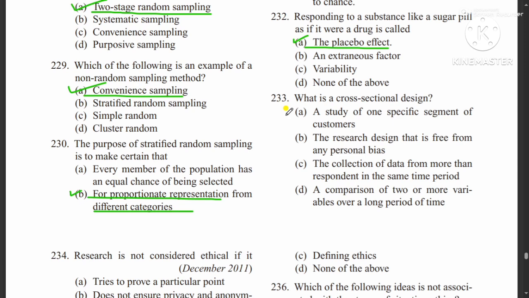What is a cross-sectional design? The collection of data from more than one respondent in the same time period. Option C is correct.